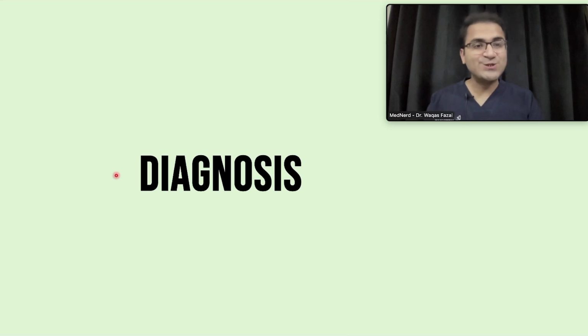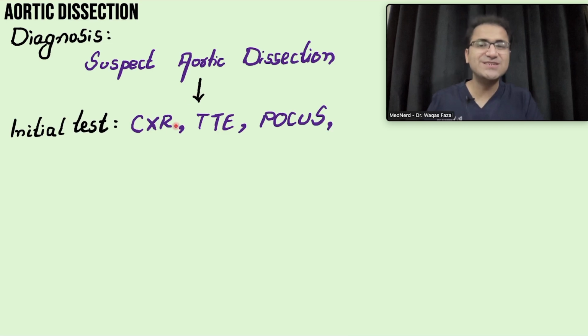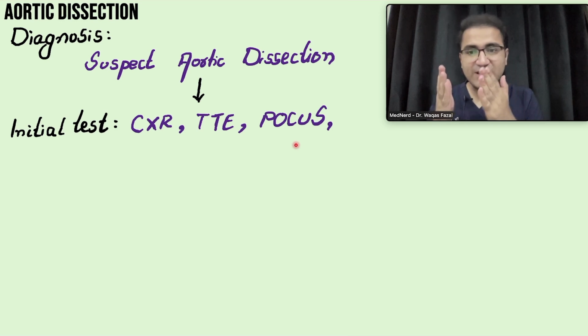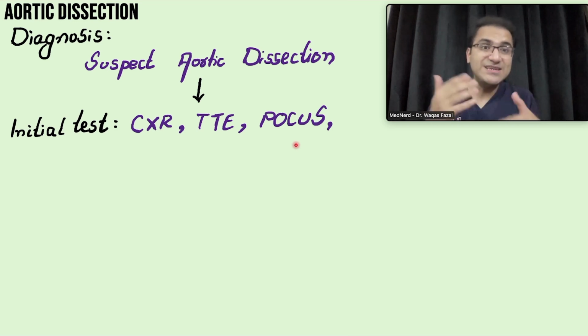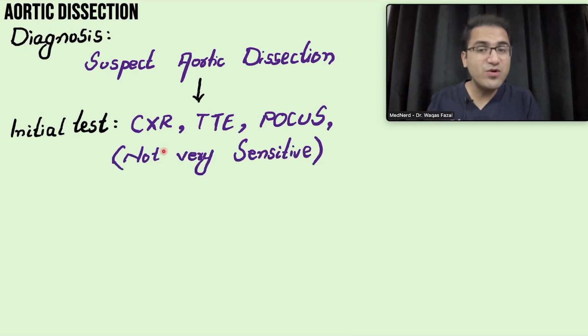Now coming to the diagnosis of aortic dissection. Whenever you suspect a patient has aortic dissection, the first thing you should do is start the initial tests. The initial tests are easy tests that can be performed at the bedside. They include chest x-ray, transthoracic echocardiography, and POCUS, point of care ultrasound. That is a type of ultrasound that is performed in the emergency unit rapidly or quickly. With these initial investigations, you can easily find out whether the patient has aortic dissection or not. But remember, these are not very sensitive tests. But since they are easy to perform, they are performed in the emergency unit.